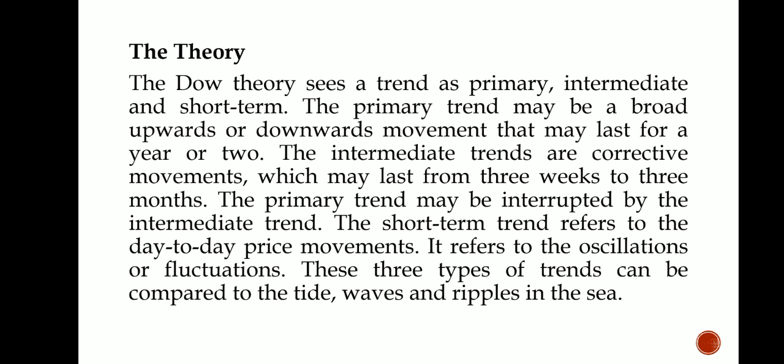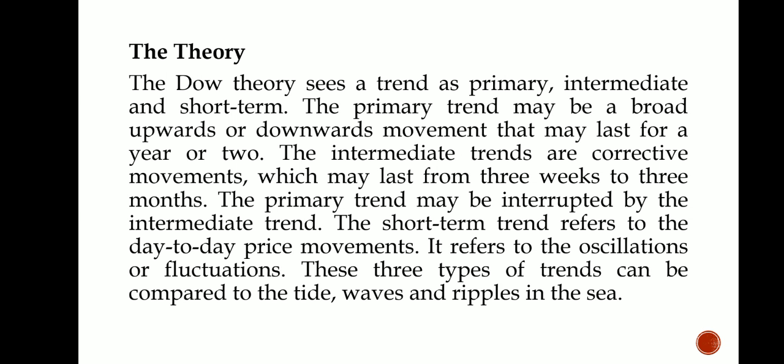The primary trend may be a broad upward and downward movement that may last for a year or two. The intermediate trends are corrective movements which may last from 3 weeks to 3 months. The primary trend may be interrupted by the intermediate trend. The short term trend refers to the day-to-day price movements. It refers to the oscillations or fluctuations. These three types of trends can be compared to tide, waves and ripples in the sea.